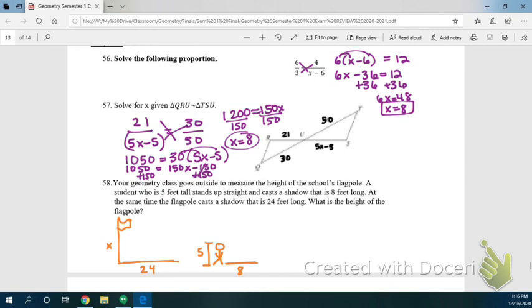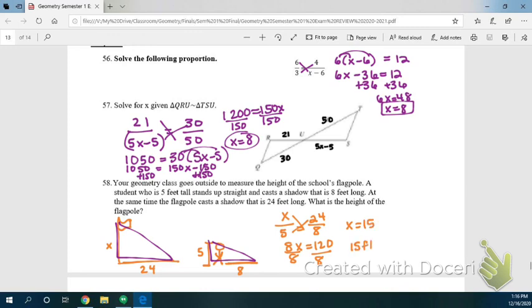This is just like having these triangles that are similar. So set up your proportion. If you have x over 5, you can set that equal to 24 over 8. When you cross multiply and solve, you will get that x is 15. So 15 feet tall is your flagpole. We're almost there.